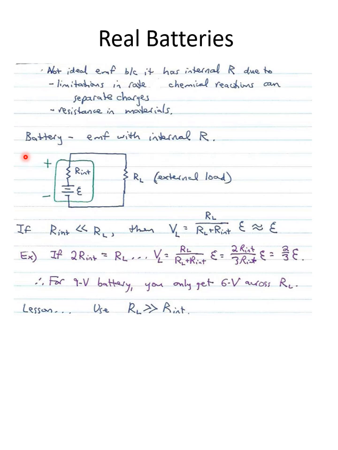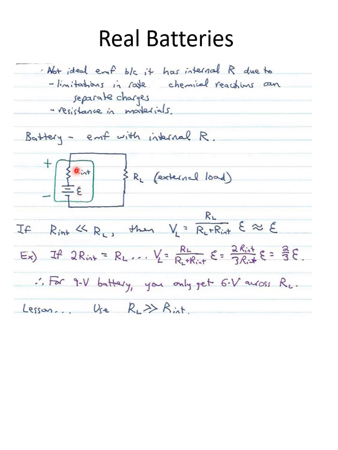It's not an ideal electromotive force because it has internal resistance, due to resistance in the materials and due to limitations in the rate the chemical reactions can separate the charges. What we do is we model a real battery as an ideal EMF in series with an internal resistance. So when we think about a battery, here I've got in green the battery with the positive and negative charge, but we're going to mathematically model it as an ideal EMF with a little internal resistance. We're just going to pretend that inside that battery is a battery with a resistor in series with it.